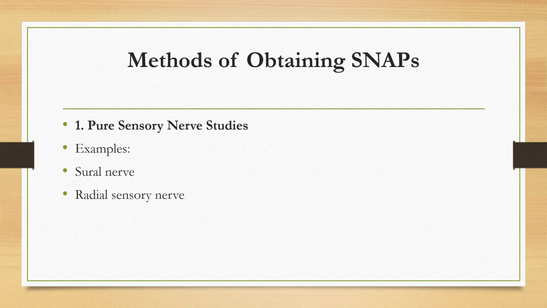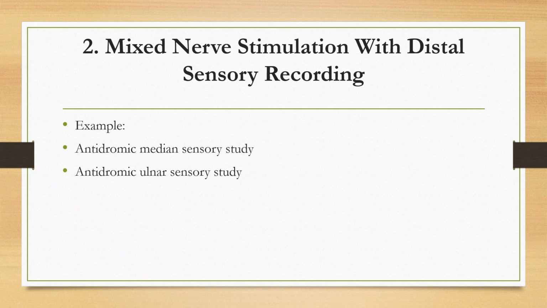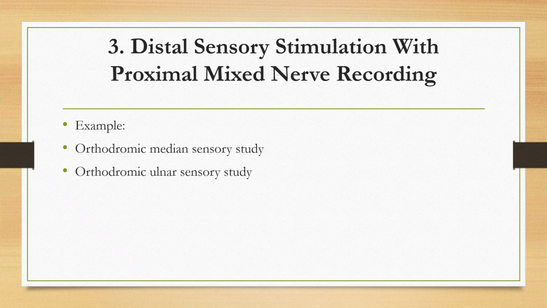Methods of obtaining SNAPs. 1. Pure sensory nerve studies, example sural nerve and radial sensory nerve. 2. Mixed nerve stimulation with distal sensory recording, example antidromic median sensory study, antidromic ulnar sensory study. 3. Distal sensory stimulation with proximal mixed nerve recording. Example, orthodromic median sensory study, orthodromic ulnar sensory study.